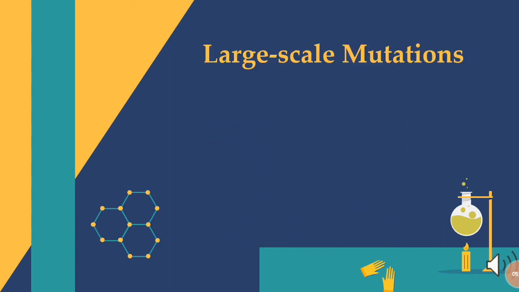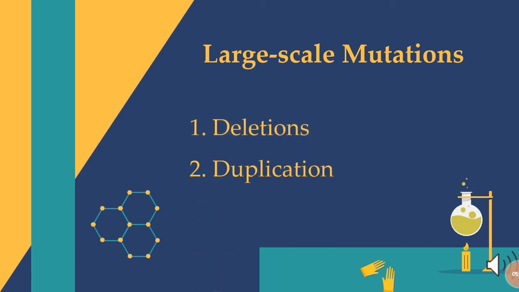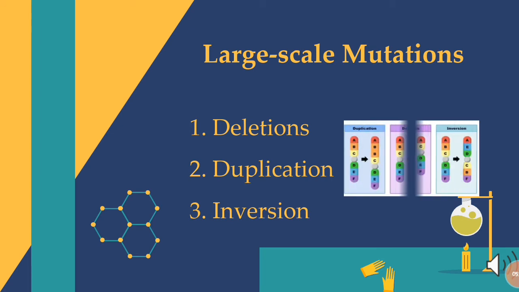Large-scale mutations, sometimes called chromosomal mutations, involve changes in large sections of chromosomes. It is also subdivided into three: deletions, duplication, and inversion. For deletion, a large section of DNA within a single chromosome is removed or deleted. For duplication, a large section of DNA within a single chromosome is duplicated and reinserted. Lastly, for inversion, a large section of DNA within a single chromosome is inverted.